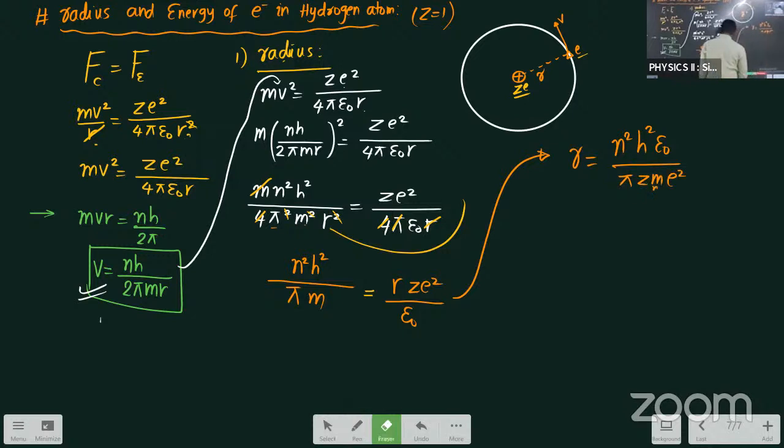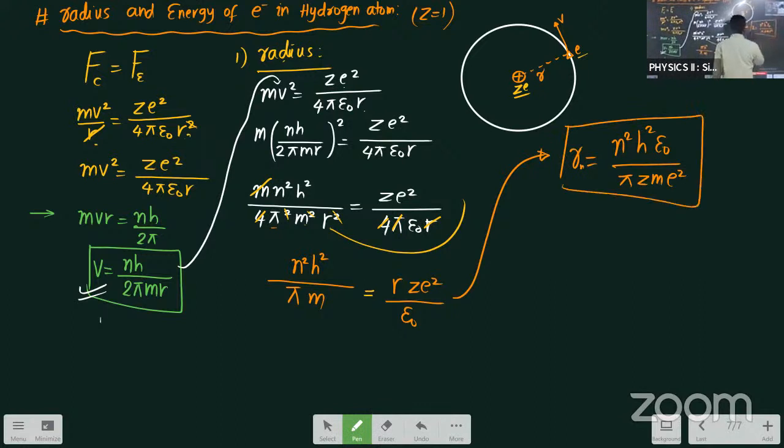You are supposed to remember this formula. What is the radius of the nth Bohr orbit? You should remember the formula n square h square epsilon naught by pi Z m e square. This is the radius of the nth orbit. But we are calculating this for the hydrogen atom. For hydrogen atom, what is the value of Z? Z is equal to 1.